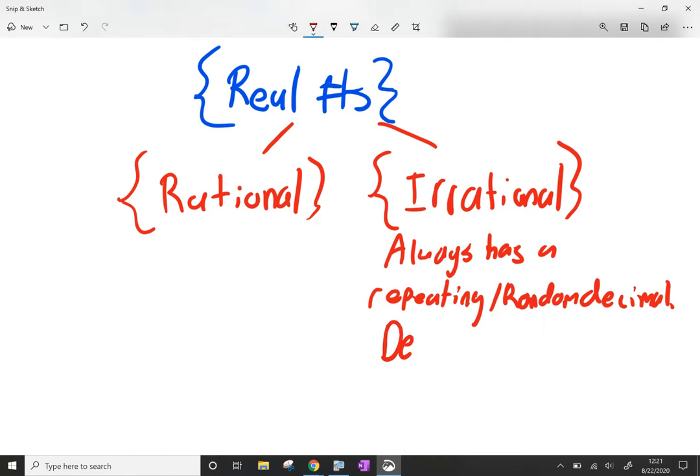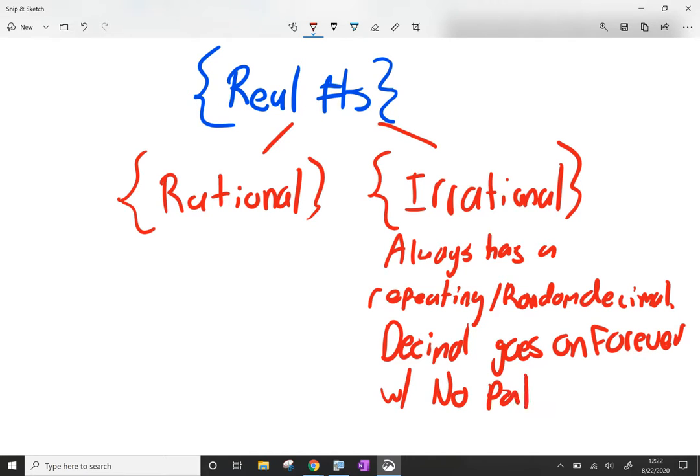So decimal goes on forever with no pattern.